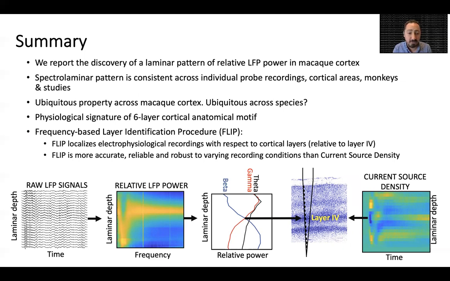We introduced a frequency-based layer identification procedure, or FLIP, to locate electrophysiological recordings with respect to cortical layers based on the spectrolaminar pattern. The procedure identifies the recording contact at layer 4 and locates all other contacts relative to it. Because the spectrolaminar patterns are more consistent and generalized than CSD, our layer identification procedure is more accurate, reliable, and robust than the CSD method.